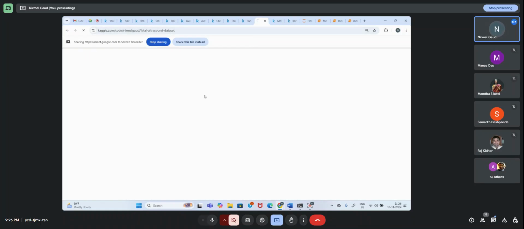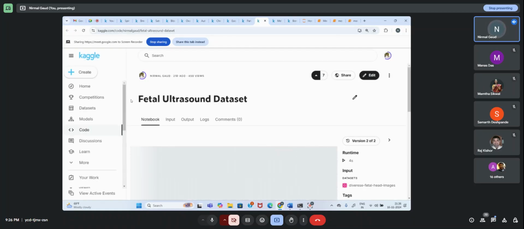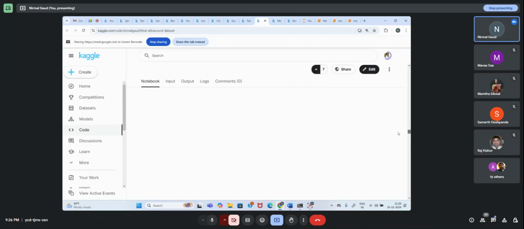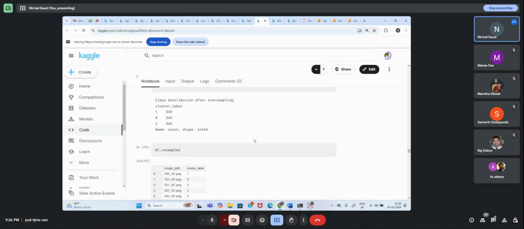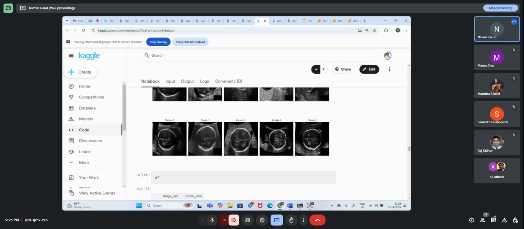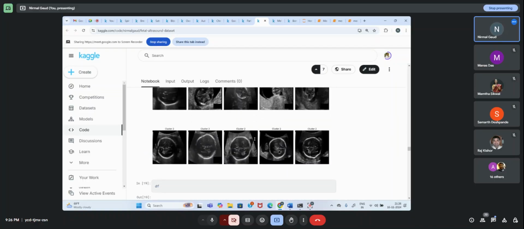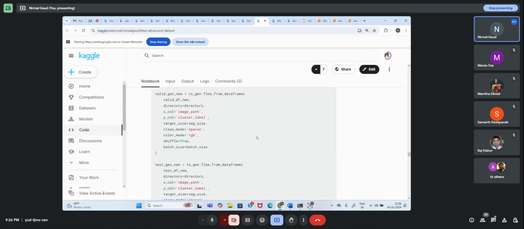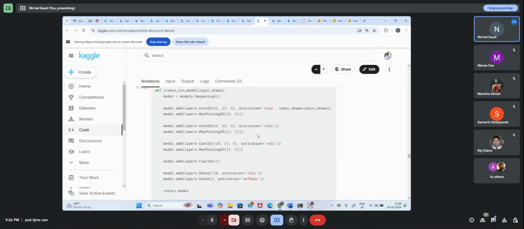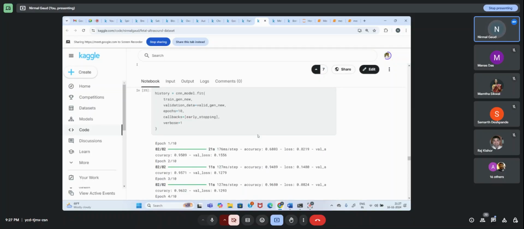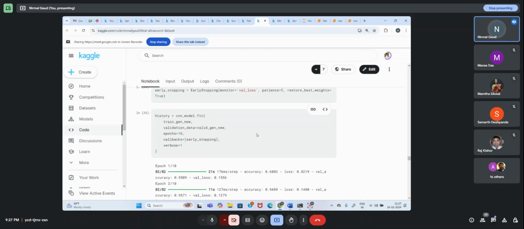Okay, let me tell you, because I have one more. This is fetal ultrasound. In fetal ultrasound, I am having images like this. Again, these are the images of fetal. Three classes I am having. The data set is small because such kind of data is not available. I collected this data set from one research paper. Their link was mentioned of some hospital data.